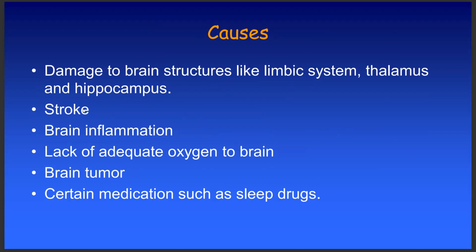In stroke, when the brain has been damaged because of lack of blood supply, or because of hemorrhage, that may lead to the loss of memory. Brain inflammation will again lead to damage of the areas where the memory has been stored. Lack of adequate oxygen to the brain, tumor, certain medications such as sleep drugs, all these will lead to amnesia, I mean the loss of memory.